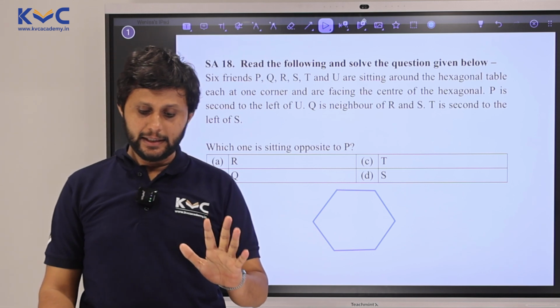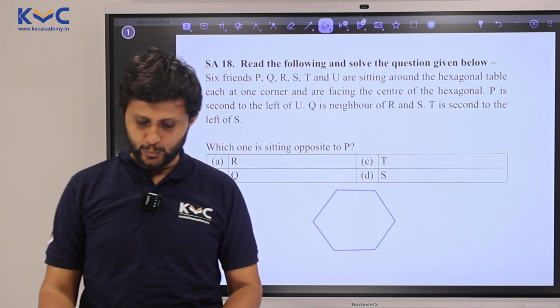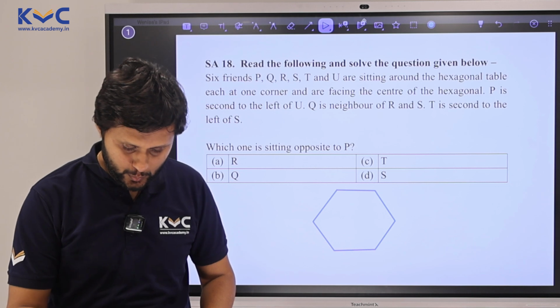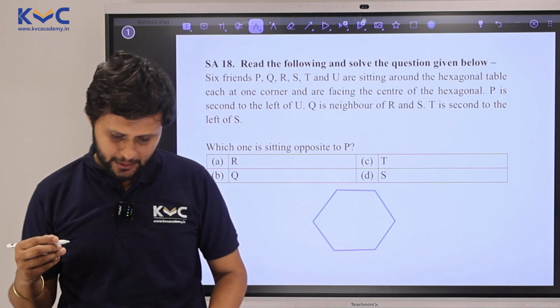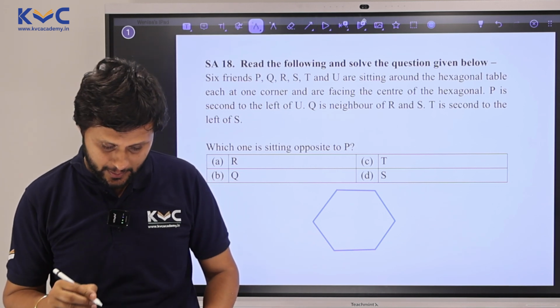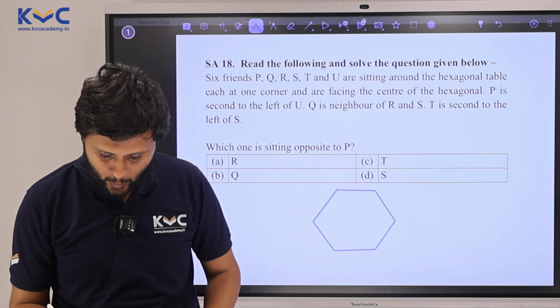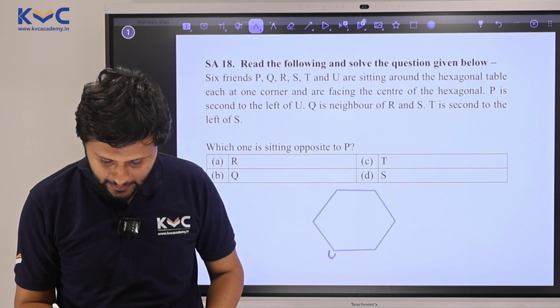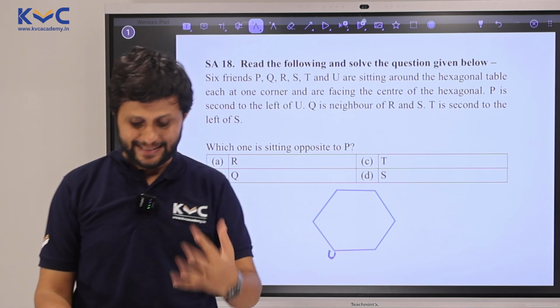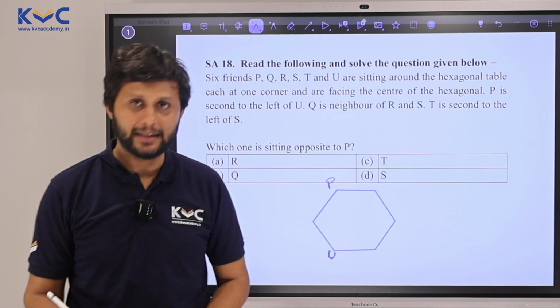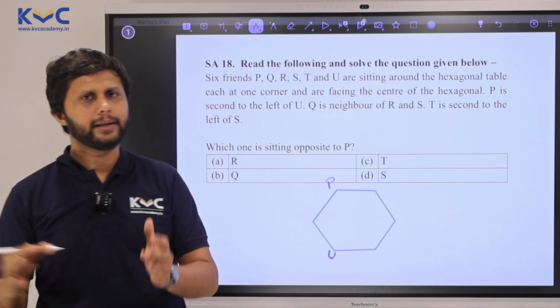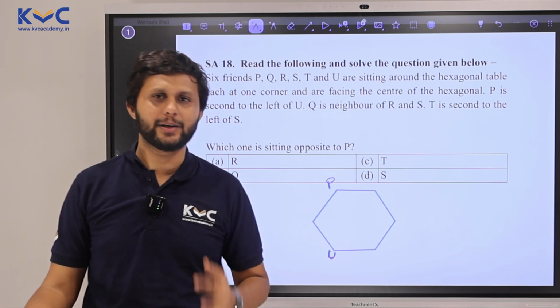P is second to the left of U. So we'll put P somewhere. No, in fact, we should put U first. P is second to the left of U, so I'll put U over here. Left of U second, so we have P over here. Correct. It is same whether it is circle or hexagon.